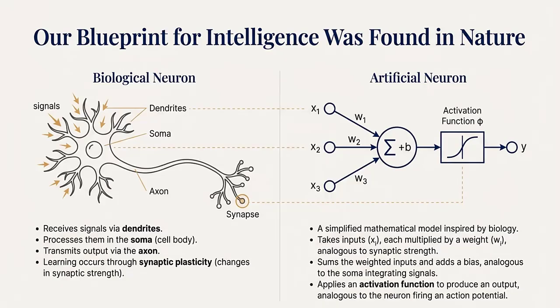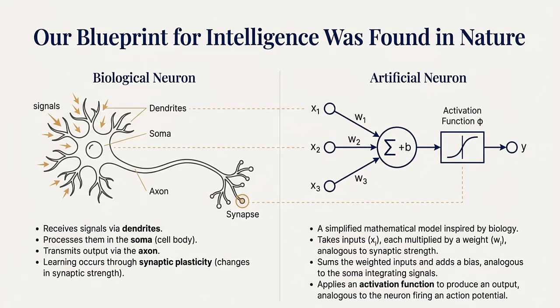To get there, our journey has to begin with the original blueprint for all of this, the OG computer, the biological neuron. Okay, so check this out. On the left, you've got the real deal, a biological neuron. It's got dendrites to receive signals, a cell body to process them, and an axon to fire off a response. Now, on the right is our version of that, the artificial neuron. It's really just a beautiful, simplified mathematical model.